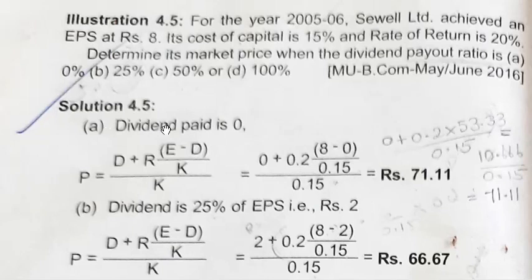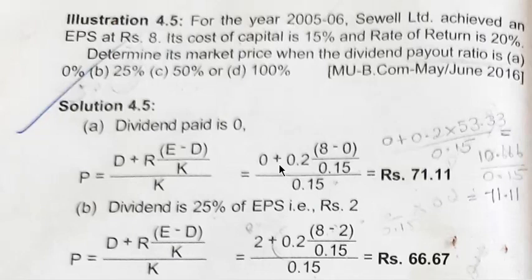Okay, so this is all about the dividend payout ratio. Now, what is dividend payout? There are 4 circumstances, so you will take the first circumstance when the dividend payout percentage is 0. When the dividend paid is 0, then P is equal to D plus R(E minus D) divided by K, the whole divided by K. This is the formula to calculate Walter's model market price. Now, first circumstance when the dividend is 0. Dividend is 0% means we need not calculate percentage at all.